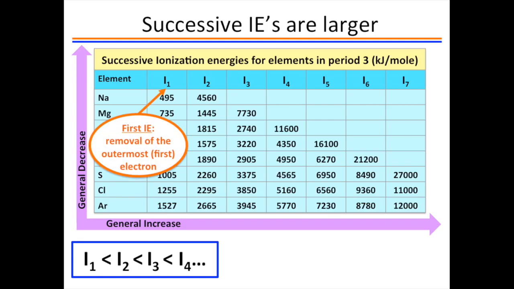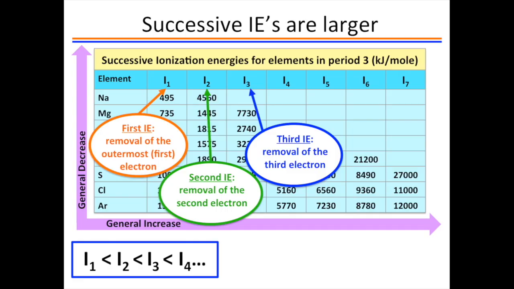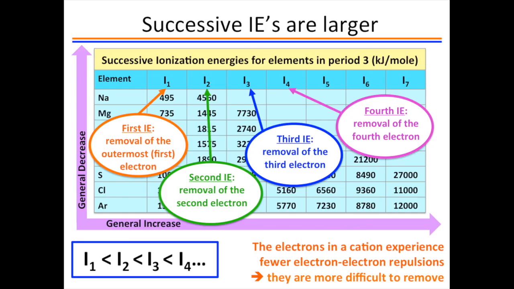I1 refers to the first ionization energy and is the energy it takes to remove the outermost electron from the atom. This electron is the easiest electron to remove. It takes more energy to remove the second electron, which is I2, and then more energy still to remove the third electron. The table continues onward with I4, I5, etc. This means that it is more difficult to remove successive electrons. When you remove electrons, the ion's radius decreases because there are fewer and fewer electron repulsions.